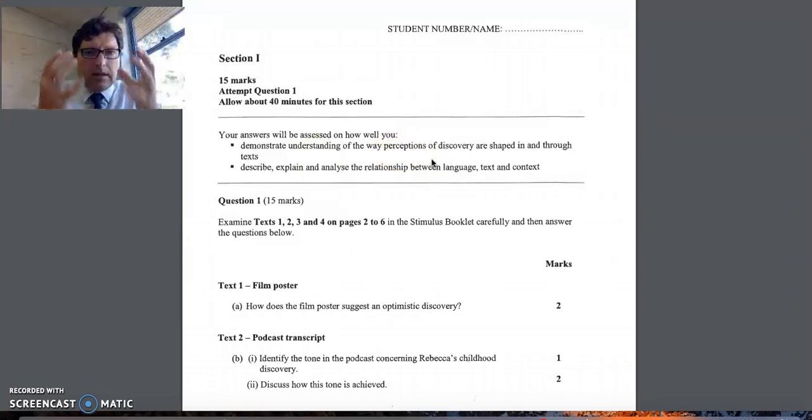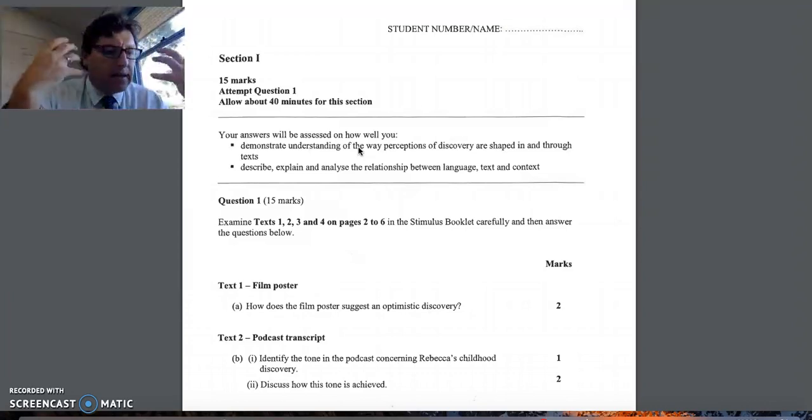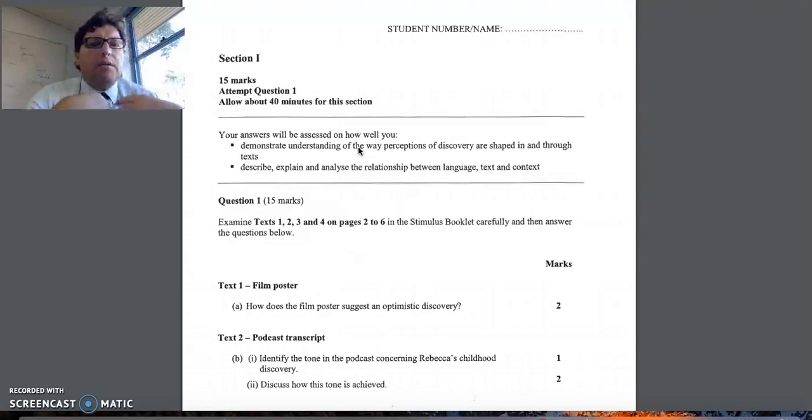And that's what this section in this paper asks the students to do. Perceptions of discovery shaped in and through text. And think about what that might mean. Perception might mean, shaped in and through might mean the text within the language of the text, or of course what it means to be through all the different texts. Is there a connection somewhere? And of course, describe, explain, and analyze the relationship between language, text, and context.